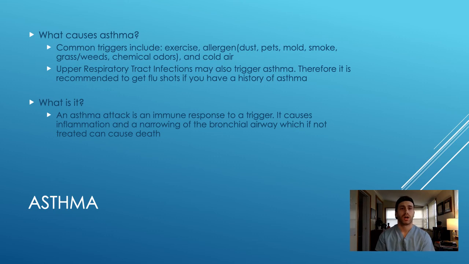Asthma. So what causes asthma? Usually it's common triggers like exercise, allergens, dust, pets, mold, smoke, grass, and chemical odors, as well as cold air in the winter. Upper respiratory tract infections may also trigger asthma. Therefore, it is recommended to get flu shots every year if you have a history of asthma. What is it? An asthma attack is an immune response to a trigger. It causes inflammation and narrowing of the bronchial airway. If not treated, it can cause death.